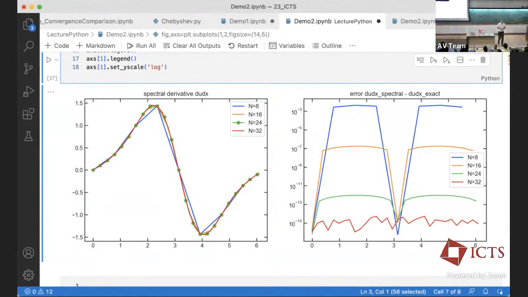Understand why, when increasing the value of capital N in that right plot, the nature of the errors is destroyed? For higher N, for N equals 32, it's kind of random, right? The errors. Do you understand why that is?